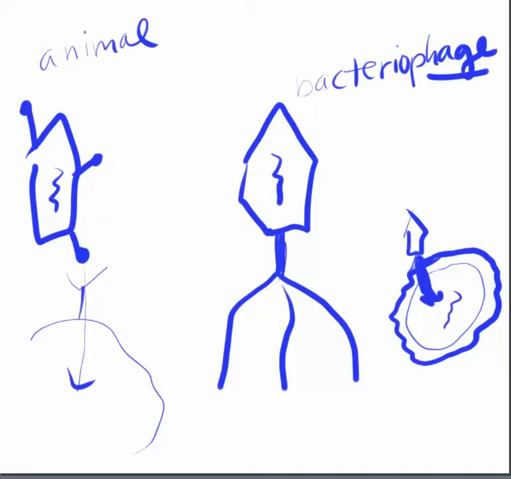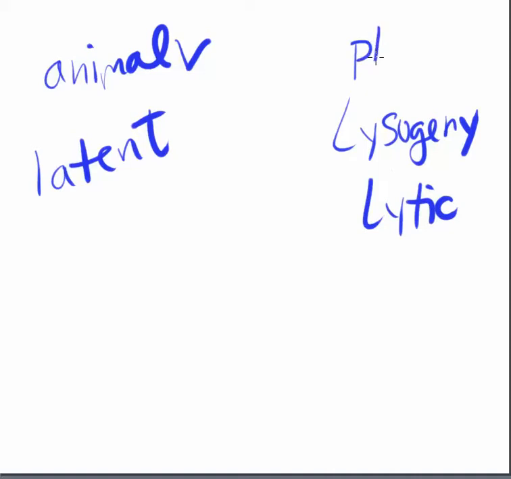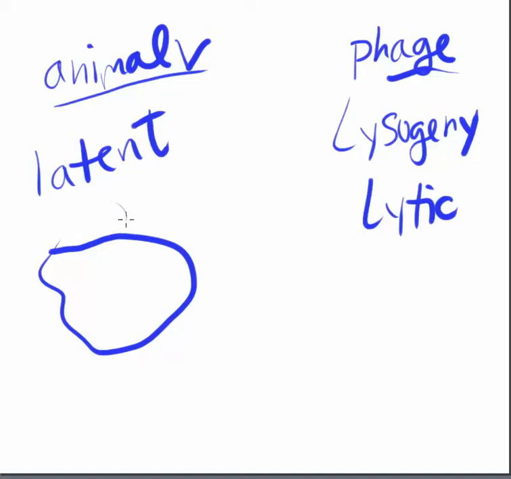The final major comparison between bacteriophage and animal viruses comes into the concept of latent, for animal viruses, and lysogeny versus lytic for bacteriophage. Lots of L words in this particular lecture. So a latent virus is one that gets inside of the cell, so it enters inside of the cell.